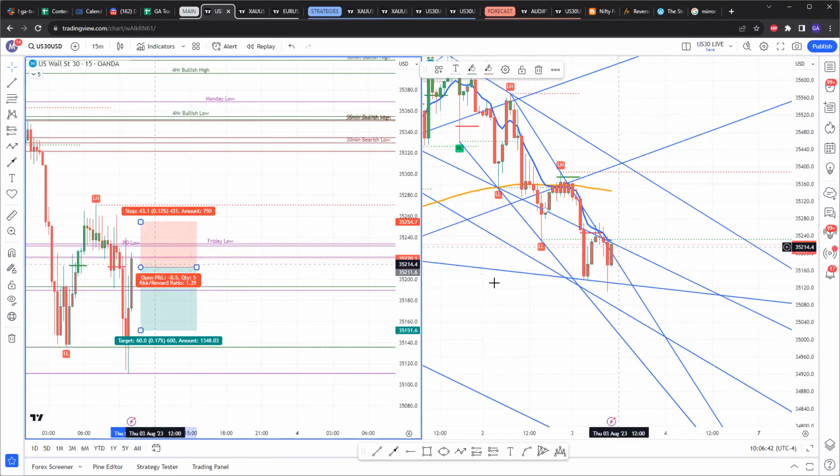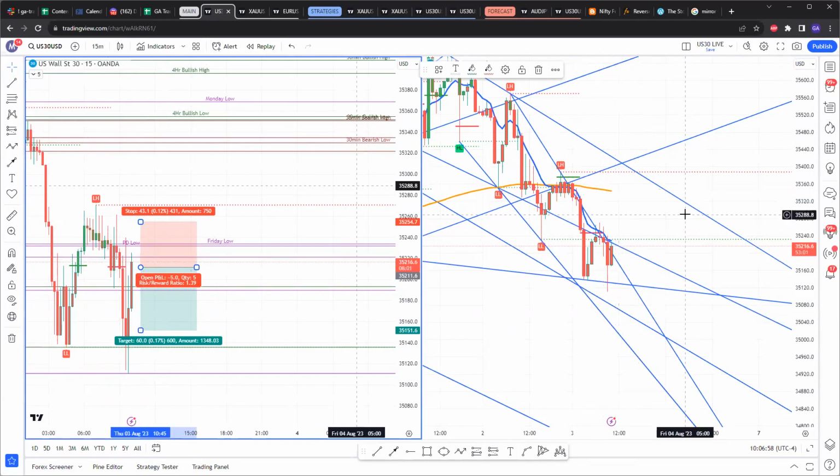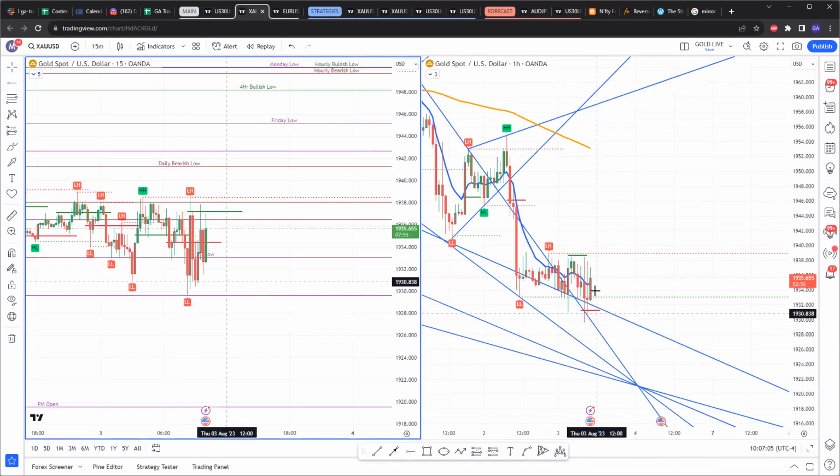All right, so keep in mind, for me to change my bias on US 30, what did I mention? I have to get a break and retest off of this trend line right here. That's when I'll change my bias for US 30 to a buy, if we get an hourly break and retest there. So at that instance, maybe it's best to wait for either US 30 or gold to determine whether they're going to keep closing down or going for 1938.